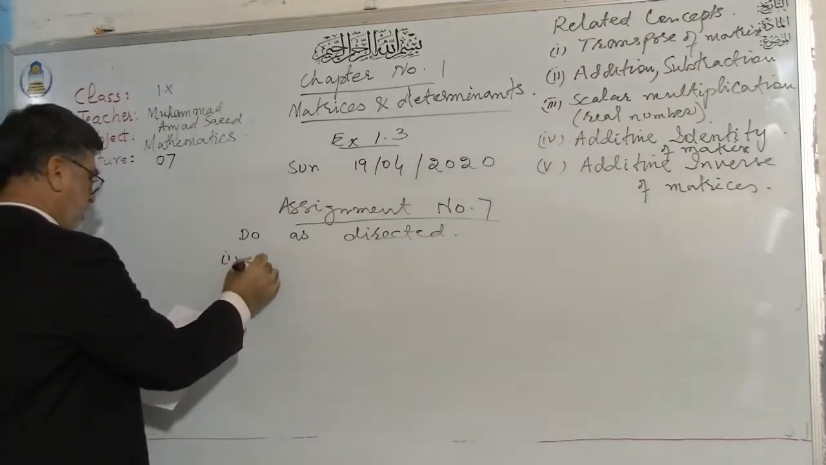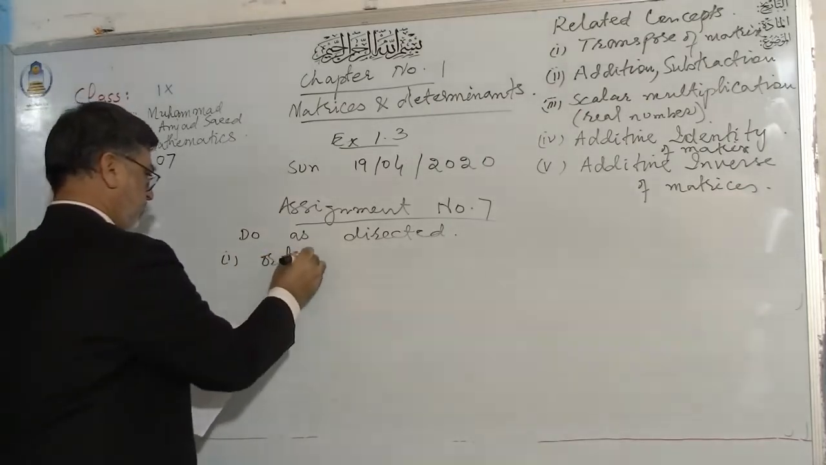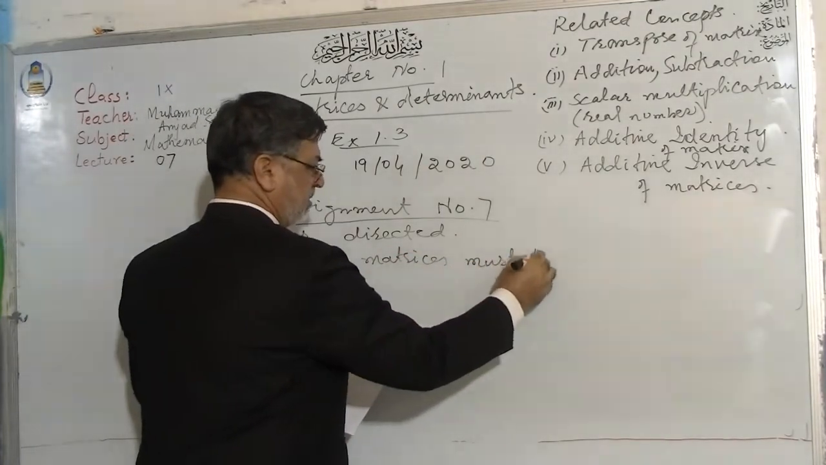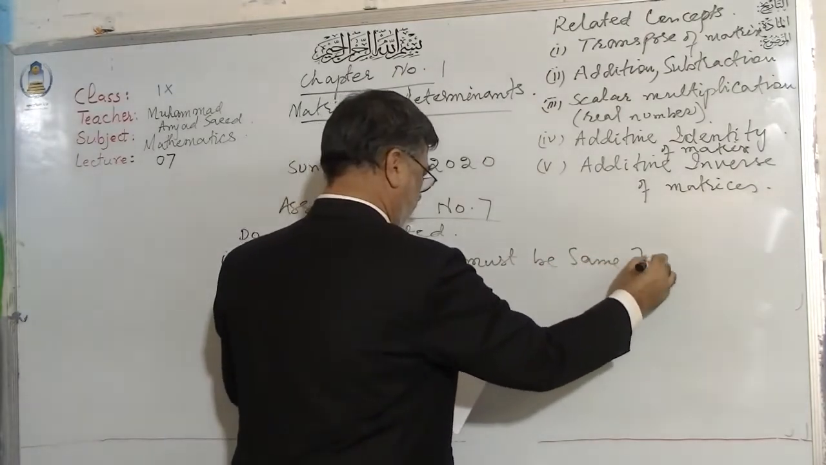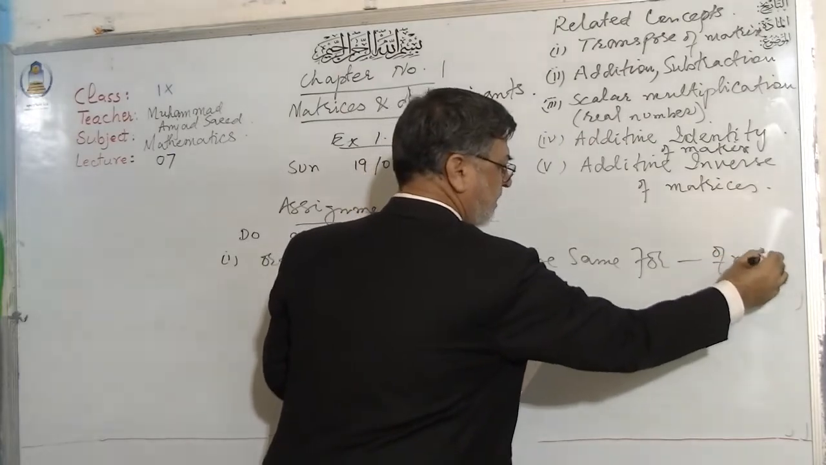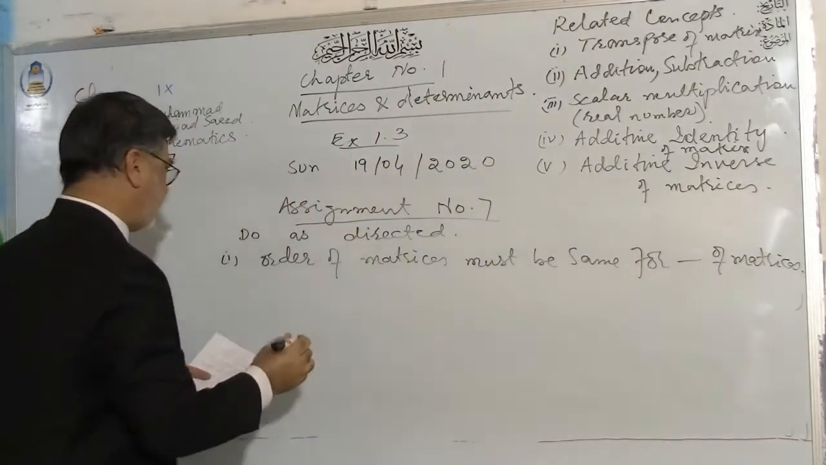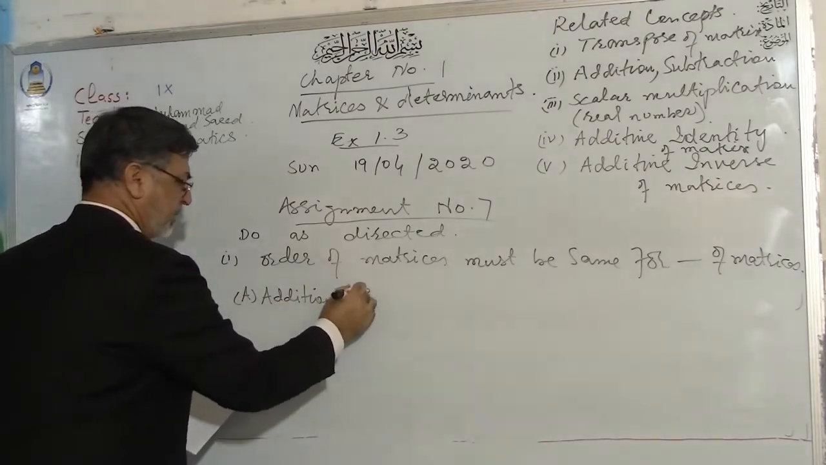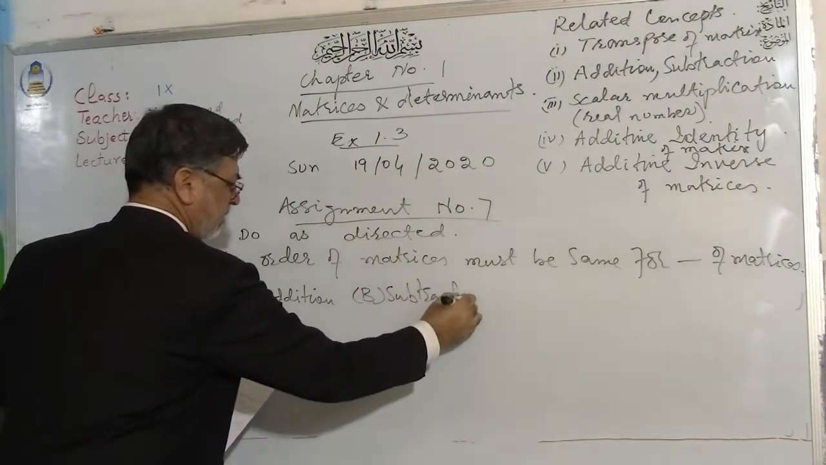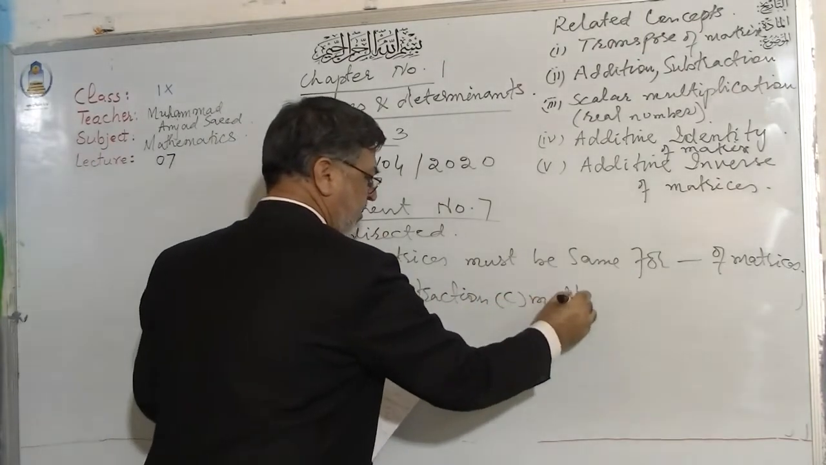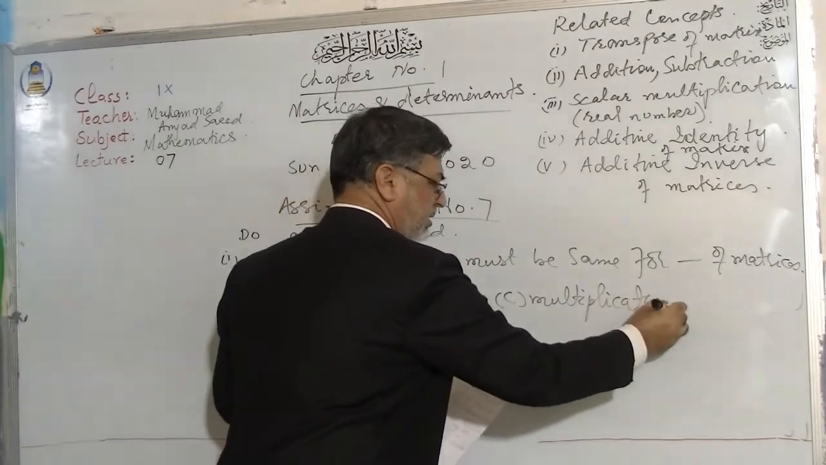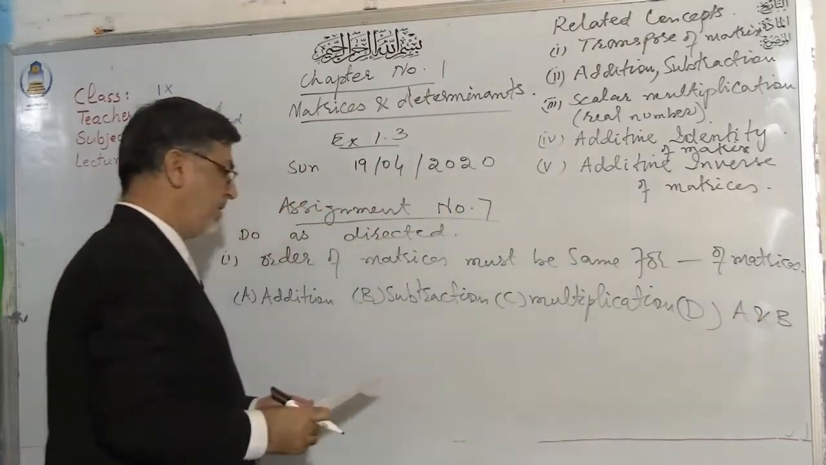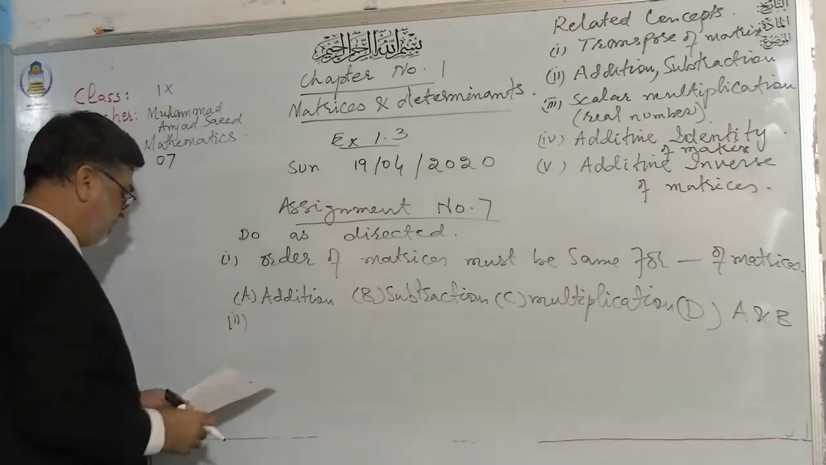Number 1: order of matrices must be same for dash of matrices. Option A is addition, B option is subtraction, C is multiplication, D is options A and B.